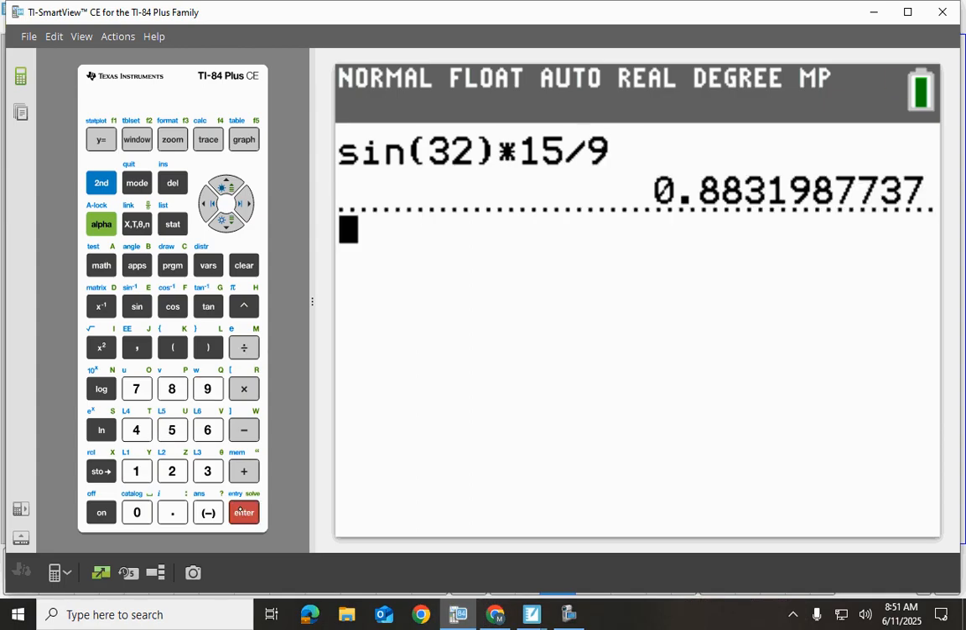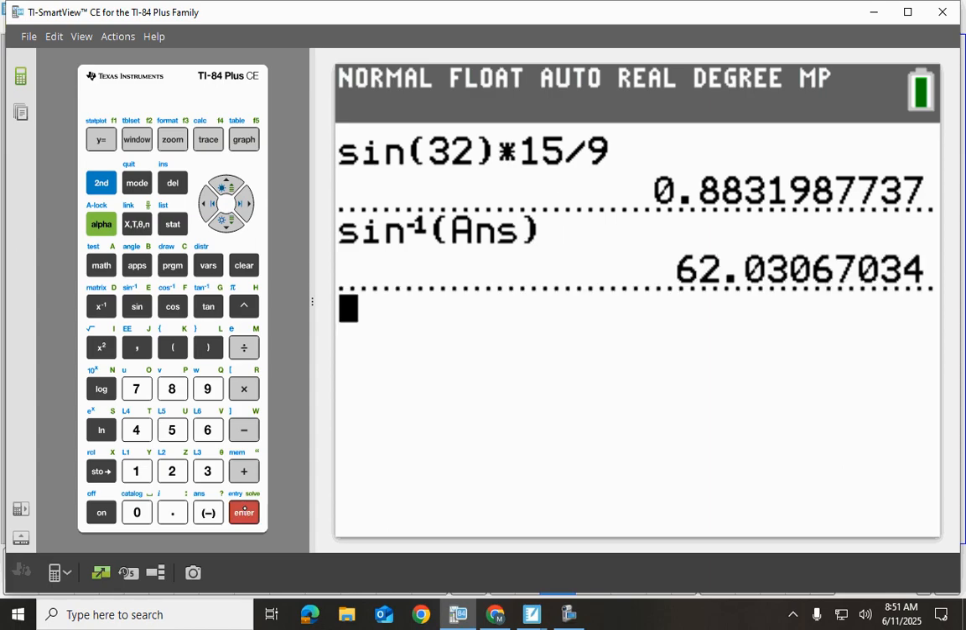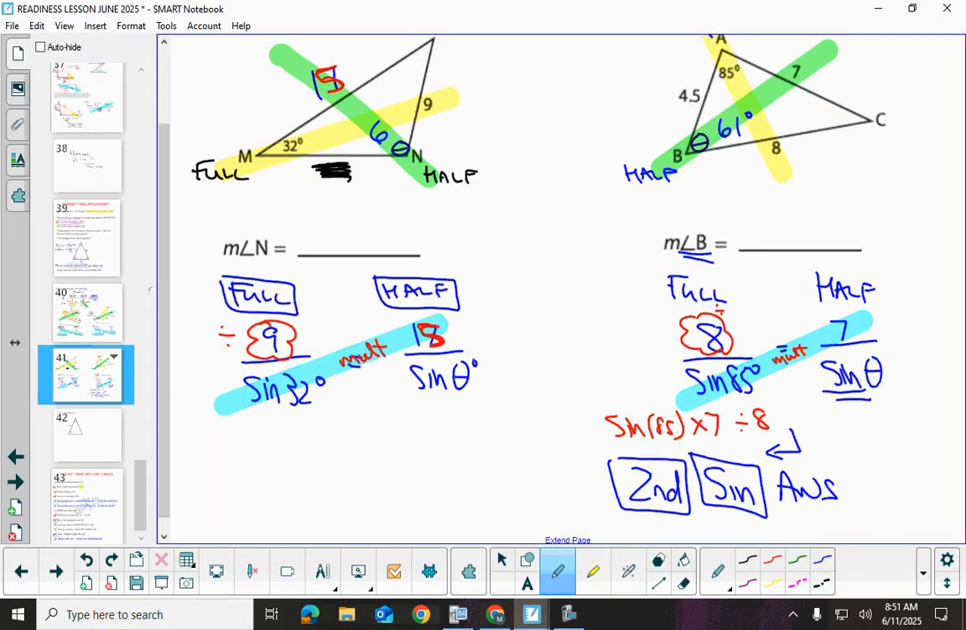Now, the angle does not measure 0.8. When we're looking for angles, at some point in the process, you have to go second. So because it's sine law, we go second sine, and then second ANS. 62 degrees.